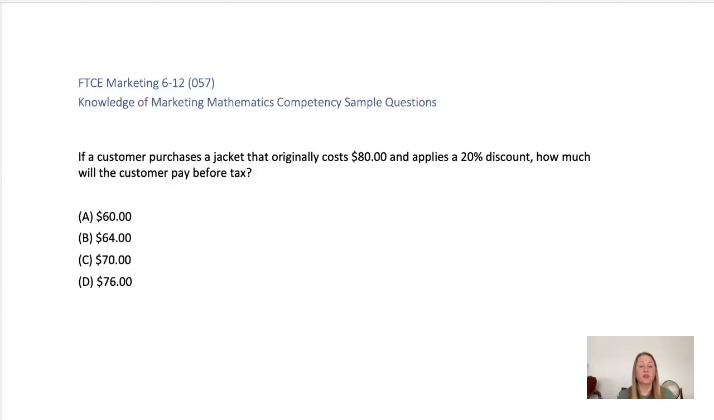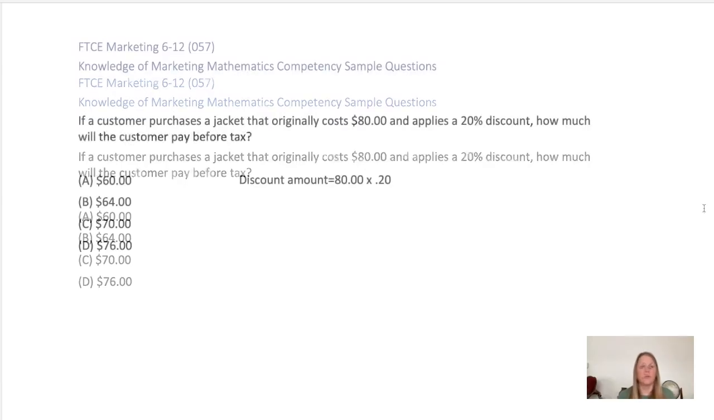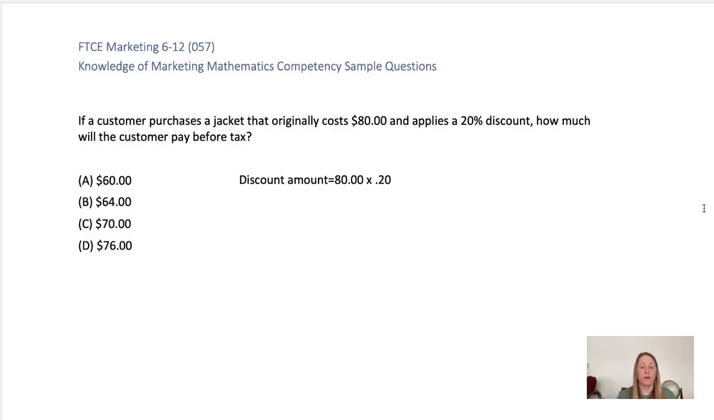If a customer purchases a jacket that originally cost $80 and applies a 20% discount, how much will the customer pay before taxes? A, $60, B, $64, C, $70, or D, $76? We will use this formula, 80 times 0.20. The discount amount is $16.